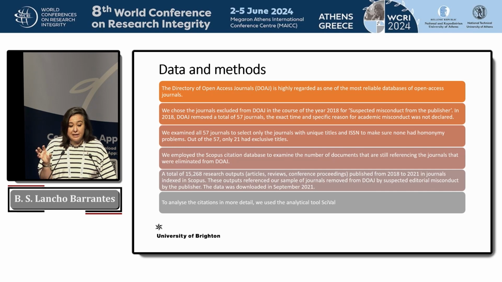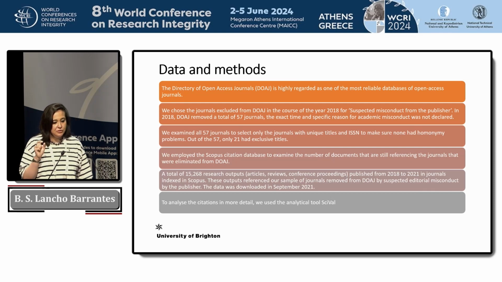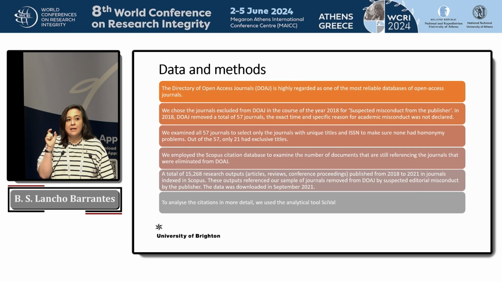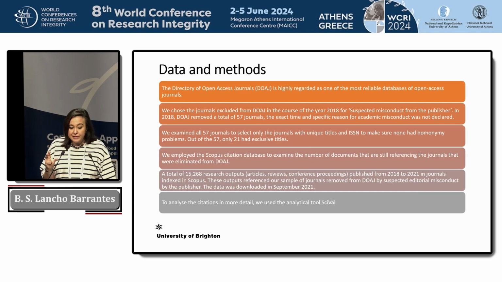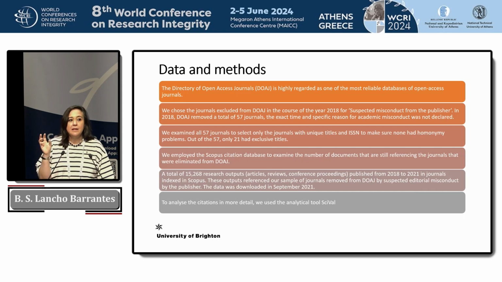So we chose the journals excluded from DOAJ in the course of the year 2018 for suspected misconduct from the publisher. In 2018, DOAJ removed a total of 57 journals. The exact time and the reason behind the removal was not declared. We examined the 57 journals, and we only selected the ones with a unique title and ISSN. So out of 57 journals, we only chose 21.